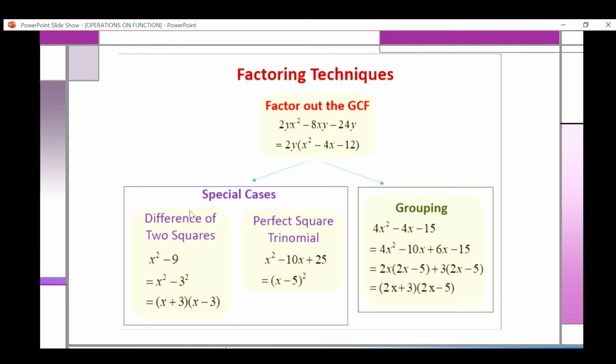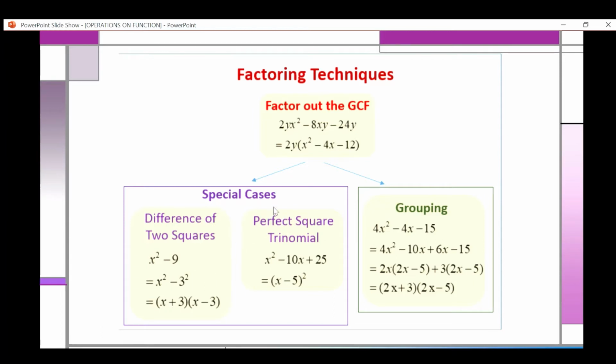Ito naman yung special cases. So, first case is difference of two squares. Whenever makakita tayo ng perfect square dito sa una, sa pangalawa, ganun din. Perfect square din. Tapos, minus dito. So, pwede natin siyang i-factor as a sum and difference of two binomials.